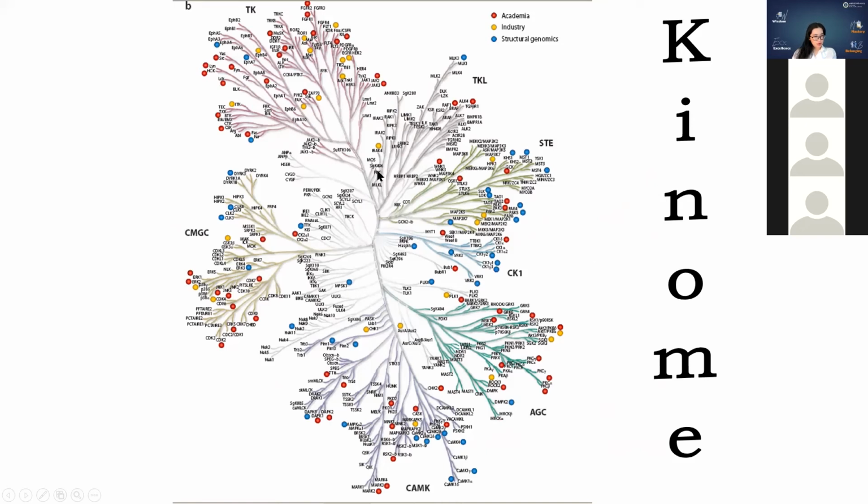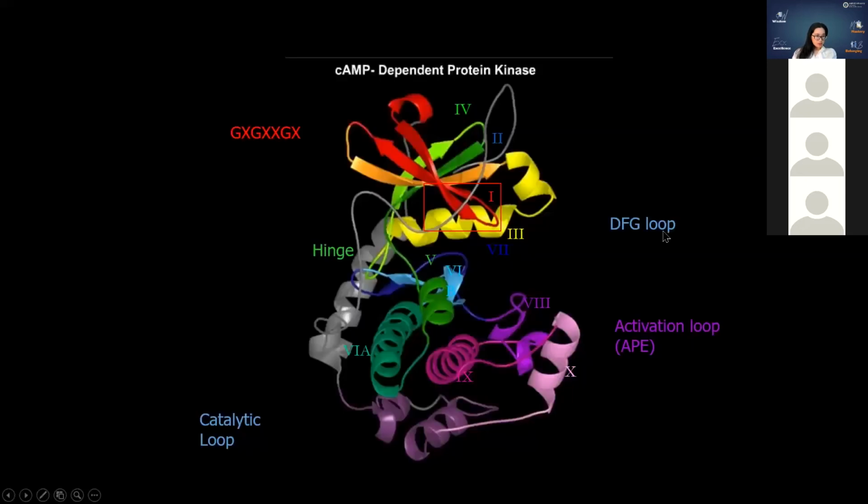So this is the phylogenetic tree. In the bioinformatics class, we see a rectangular phylogenetic tree, but this one they created as a bushy tree, and this is tyrosine kinase, serine AGC kinase, CAMK kinase. So there are classes, and each node represents a protein kinase.